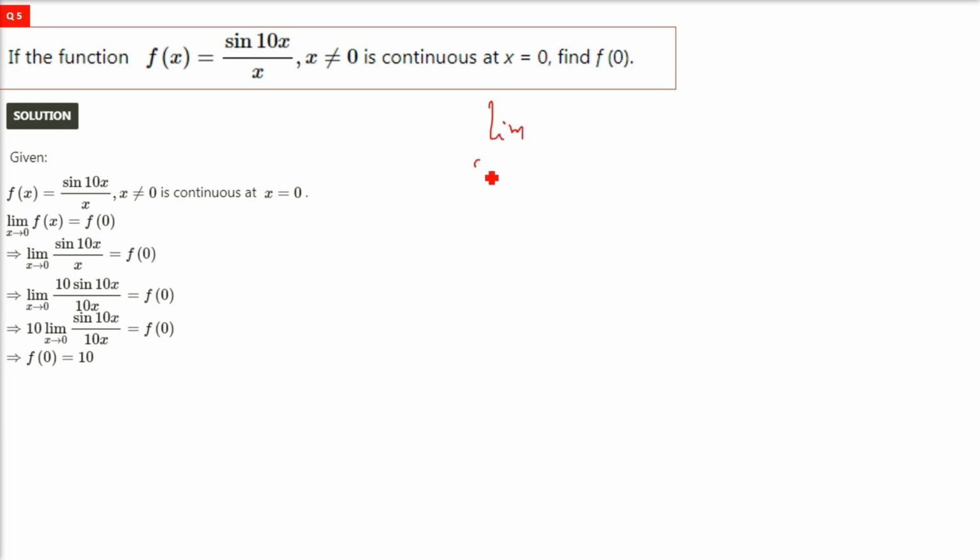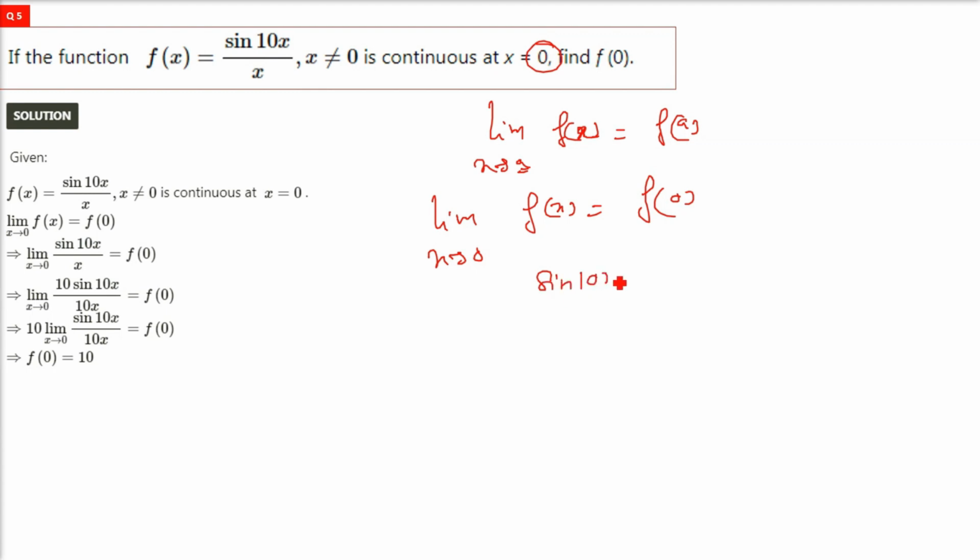So the limit as x tends to a of f(x) should be equal to f(a). What is a in this case? It is 0. So the limit as x tends to 0 of f(x) is equal to f(0). We have changed this a to 0 because in this case we have to find out for 0.